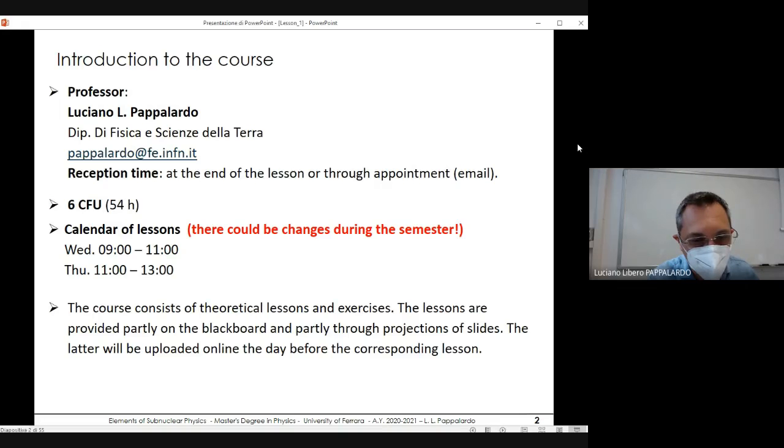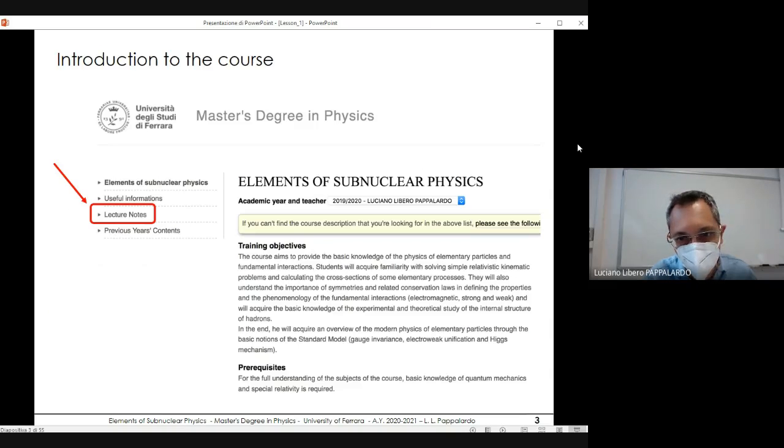Now, the course consists of theoretical lessons and also exercise. The lessons are provided partially on the blackboard, actually a whiteboard, and partially through the projection of slides. And the slides will be uploaded online the day before the corresponding lesson. So today already you have online available the slide that I will be showing now.